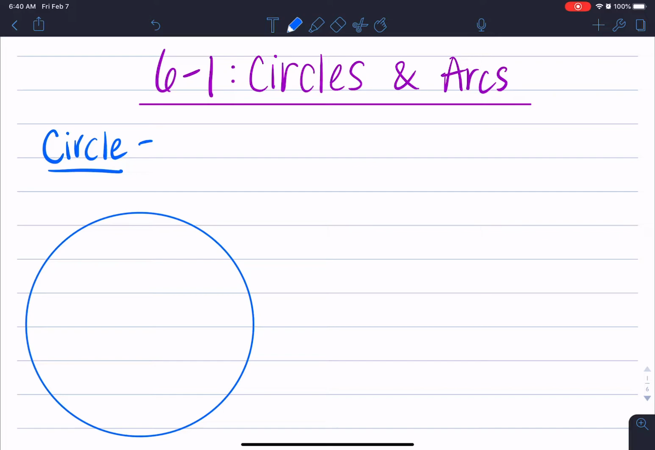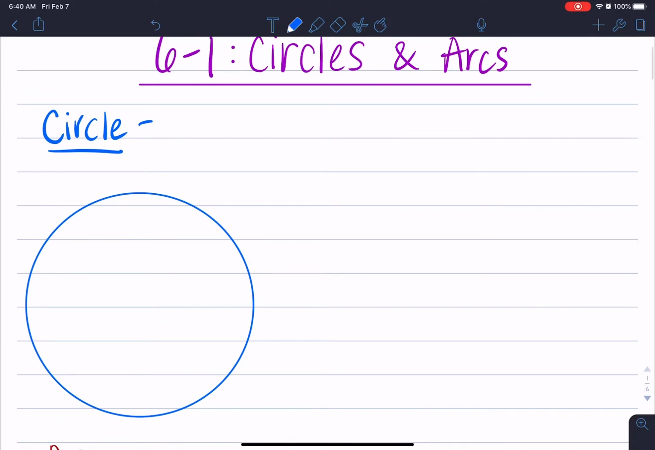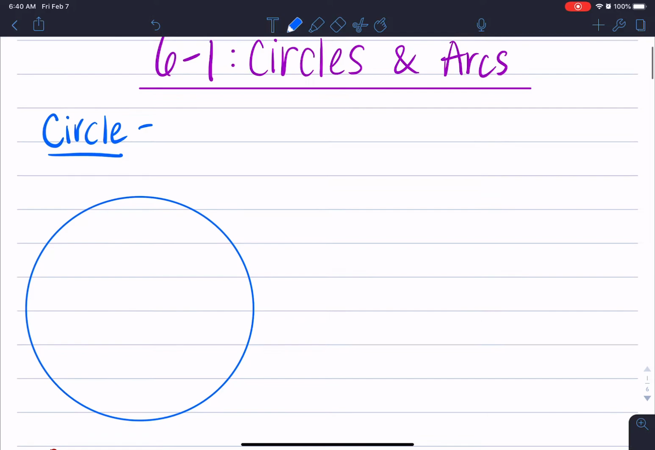We're talking about circles and arcs. So let's remind ourselves what a circle is. That's a circle. Draw that. Okay, make sure it's perfect. Just kidding. You don't have to make it perfect. But I do have stencils if you need to use those.